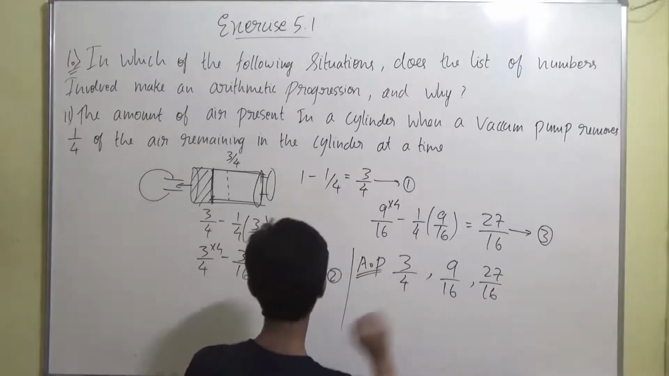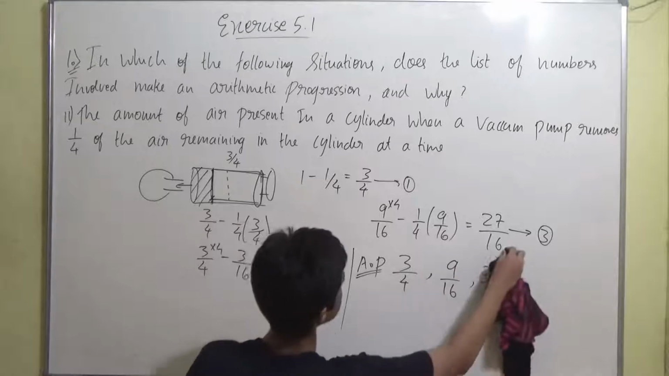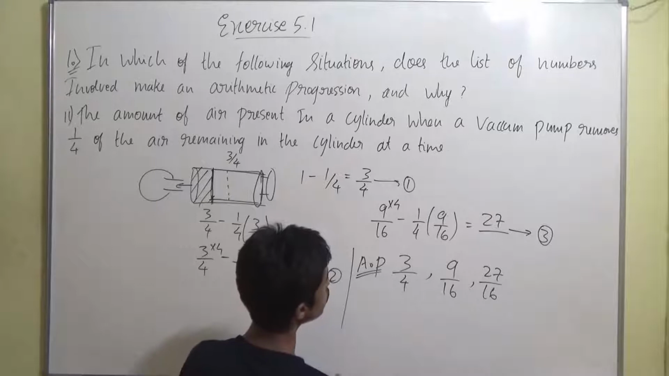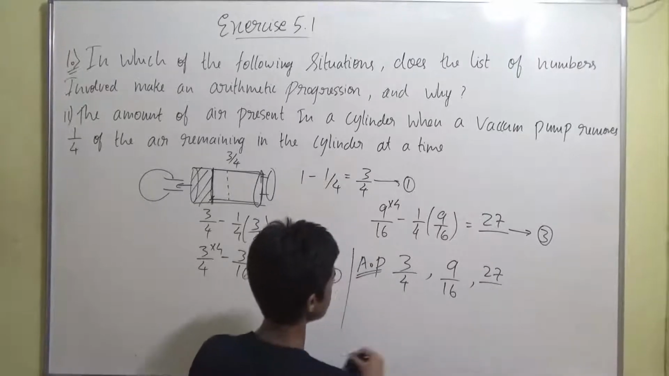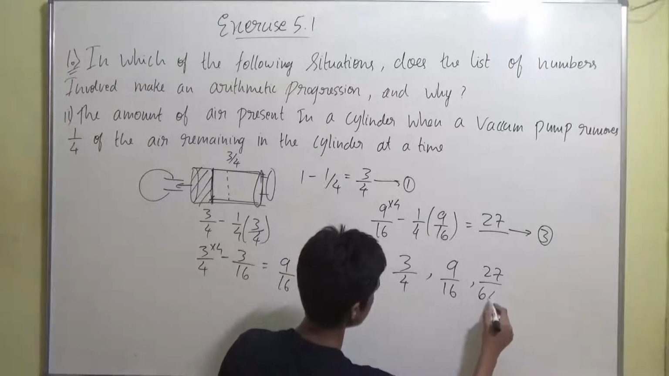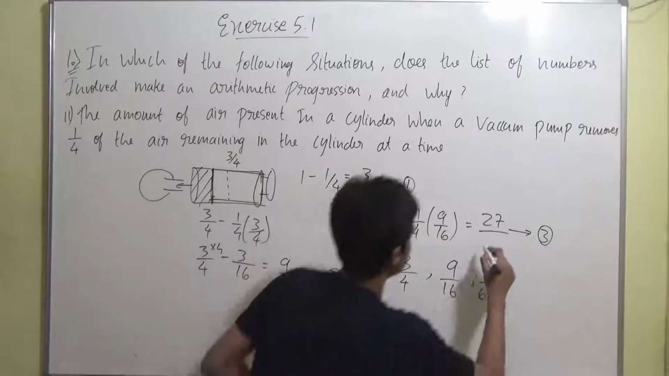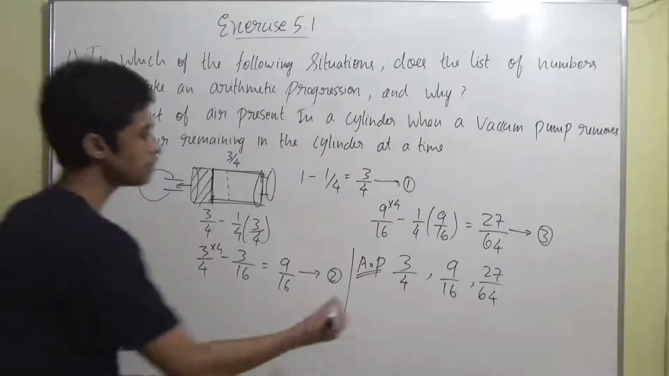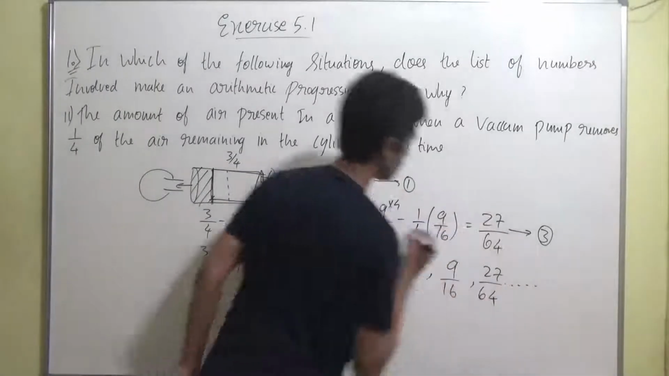No, it's not 16 here. Sorry guys, there's a small mistake which I did. Here the LCM is not 16, but it is 4 into 16, that is 27/64. Getting it guys? It is 64 here. There's a small mistake guys, sorry for that. Right, so this is the sequence formed from this question.